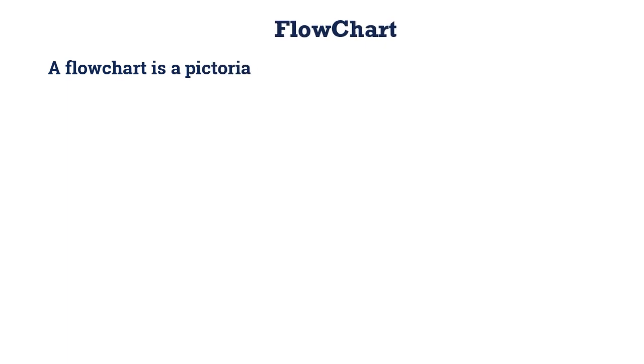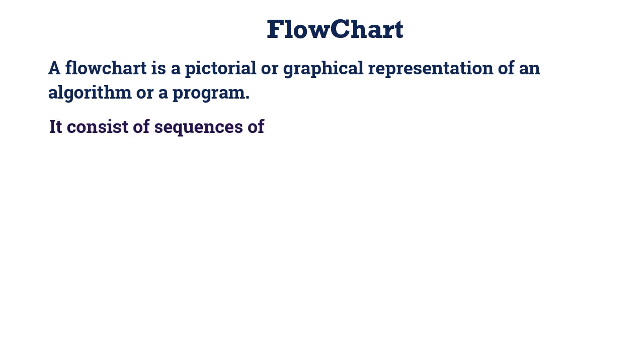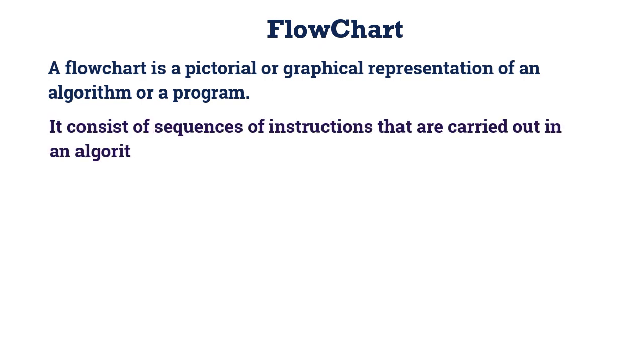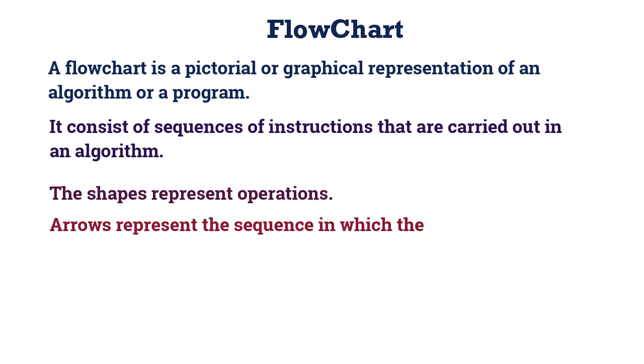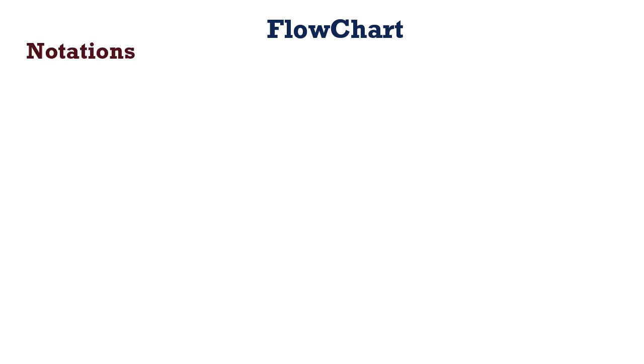A flowchart is a pictorial or graphical representation of an algorithm or a program. It consists of a sequence of instructions that are carried out in an algorithm. The shapes represent operations. Arrows represent the sequence in which these operations are carried out. It is mainly used to help the programmer to understand the logic of the program or the flow of the program. So these are the following notations used in a flowchart.